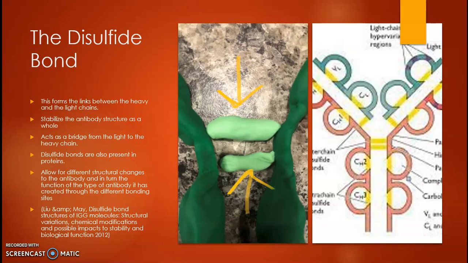The disulfide bond forms a link between the heavy and the light chains, stabilizes the antibody structure as a whole, and acts as a bridge from the light to the heavy chain. Disulfide bonds are also present in proteins. It allows for different structural changes to the antibody. In turn, this determines the function of the type of antibody it has created through the different bonding sites. You can see it correlates here to here.